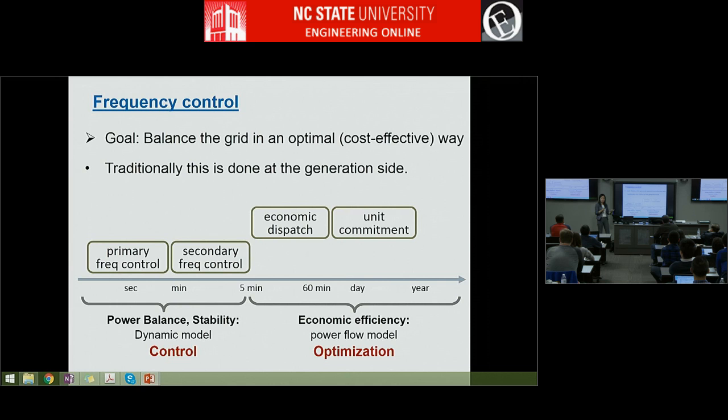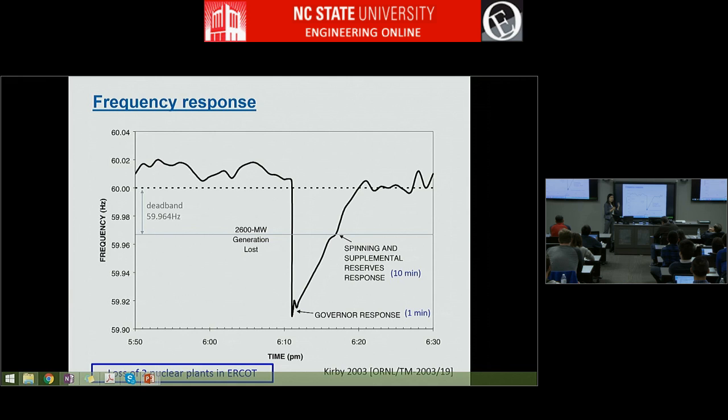This is an example showing how frequency control works in practice. This is an example in Texas when a big nuclear plant fails. In order to guarantee system reliability, we want to guarantee frequency is above a certain threshold. When there's a big generation drop, the frequency drops immediately below the threshold. You can see from the traditional operation, it takes time, around 10 minutes, to ramp the frequency back to the value that we want. Now imagine if we, like California, want to have 33% renewable energy. That means this thing that happens all the time is definitely going to hurt the power grid.